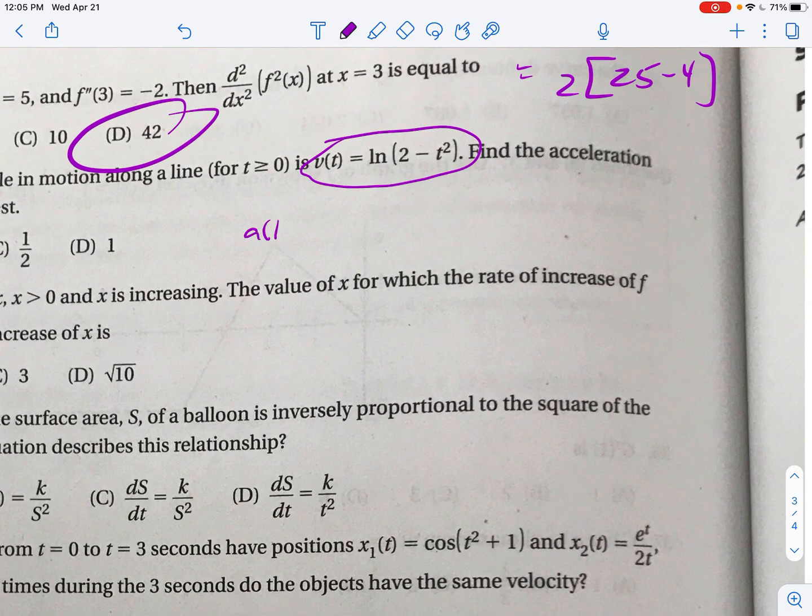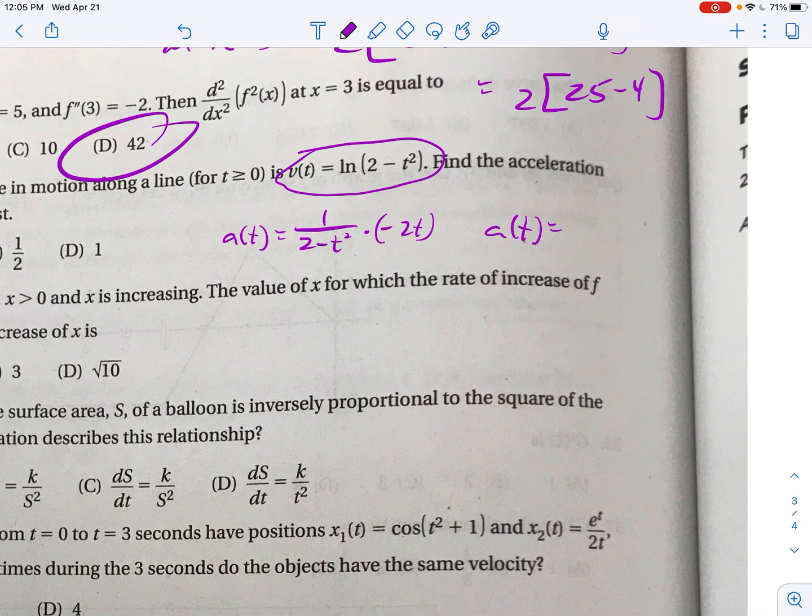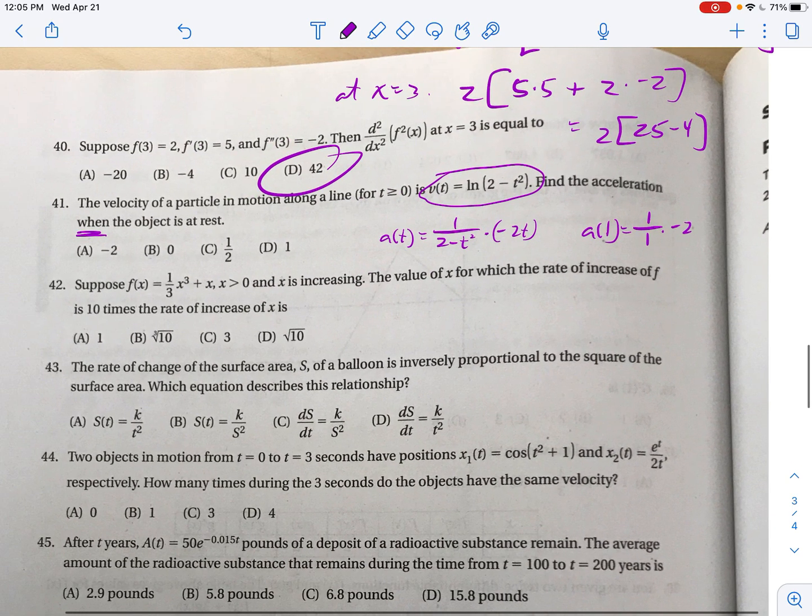So now let's take a derivative. One over that thing times by chain rule. We get that. So if I plug in 1, we have 1 over 1 times negative 2. Negative 2 is A.